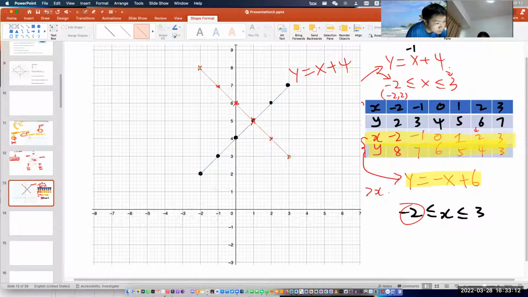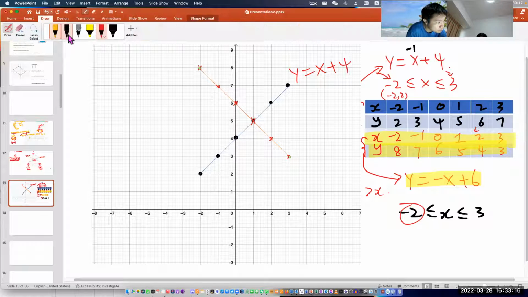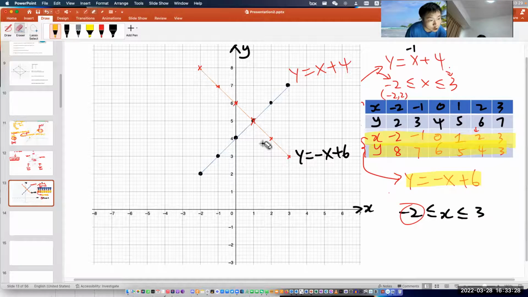Okay, so I choose a different color. So this is your y is equal to minus x plus 6. All right. So this is how you label your y, label your x-axis. So this is how you sketch without using the GeoGebra app. Are you clear? And then label the intersection point, which is here.